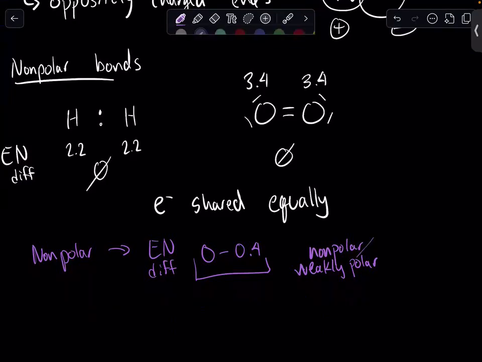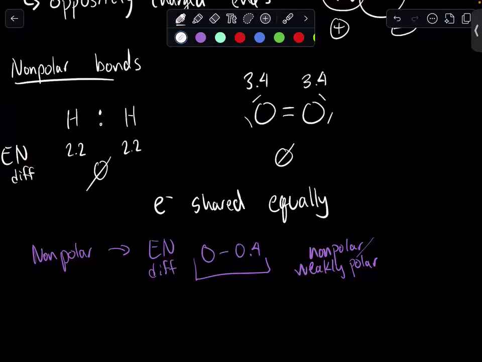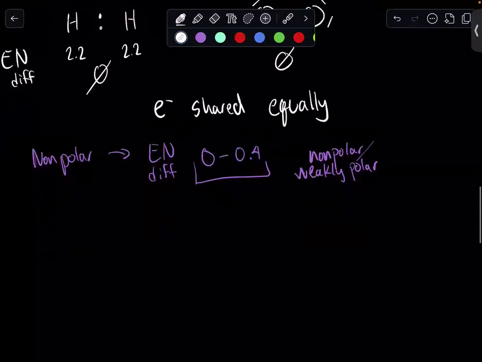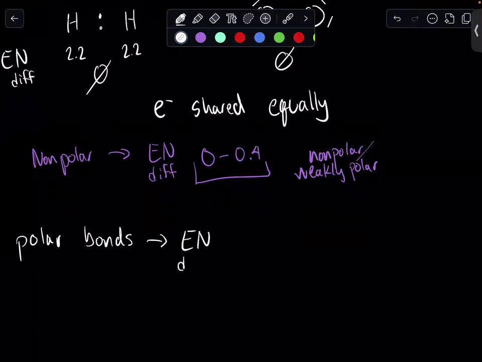So now let's move over to polar. We need to start getting opposite charge ends for it to rightfully have that name. So let's look at polar bonds. These have an electronegativity difference of somewhere from 0.4, so 0.4 is kind of that weird line, to 1.7 in those values.